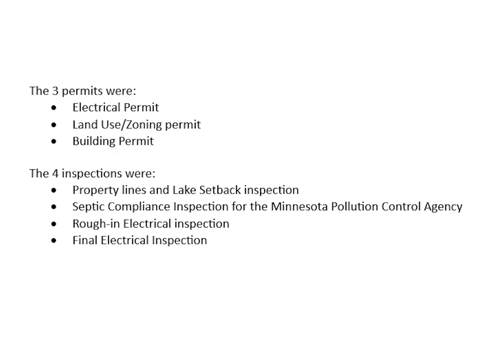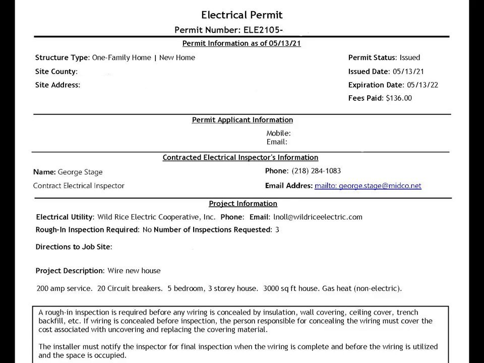The 4 inspections were property lines and lake setback inspection, septic compliance inspection for the Minnesota Pollution Control Agency, rough-in electrical inspection, and final electrical inspection. The electrical permit in Minnesota allows for a home builder who is not a licensed electrician to wire their own home as they build it. The home builder certifies that they will do all the work and not subcontract it out.